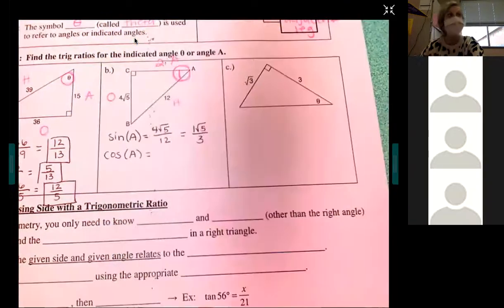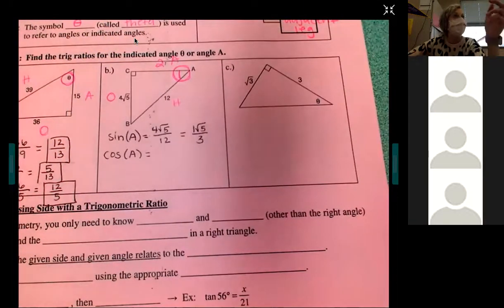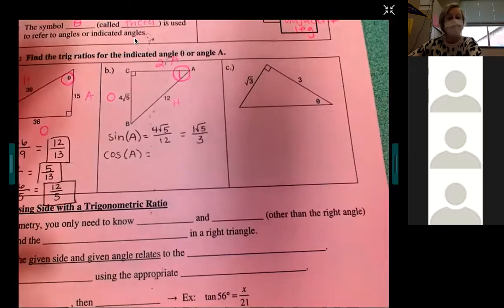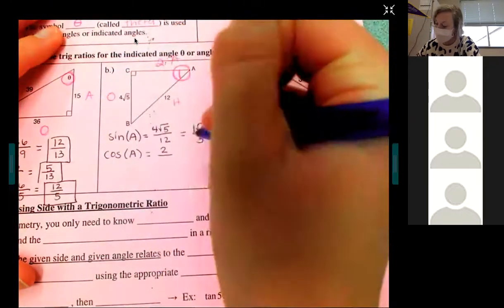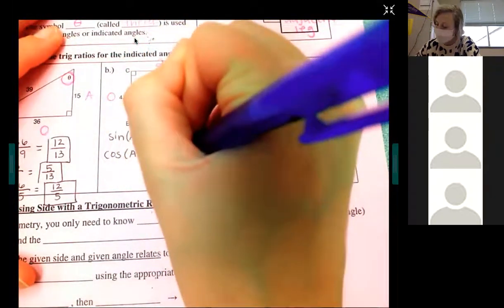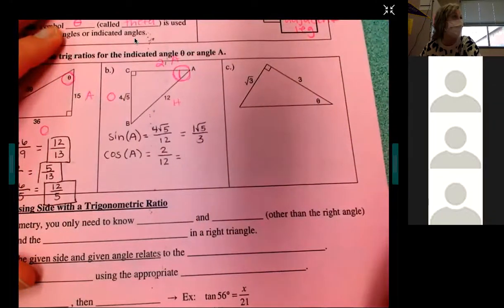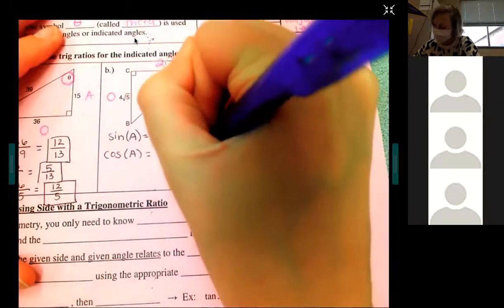Somebody different. It can be somebody online too. What would my cosine ratio be, Soraya? I saw you first, babe. Very good. Adjacent is 2 over the hypotenuse is 12, which would reduce to 1/6. Good job, girl.